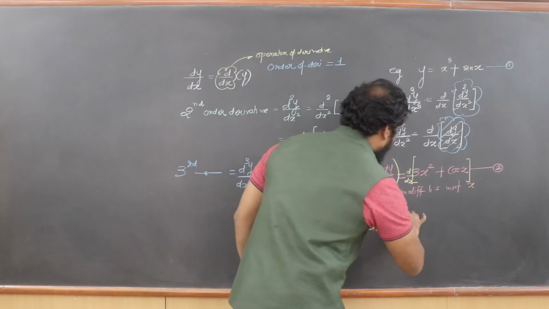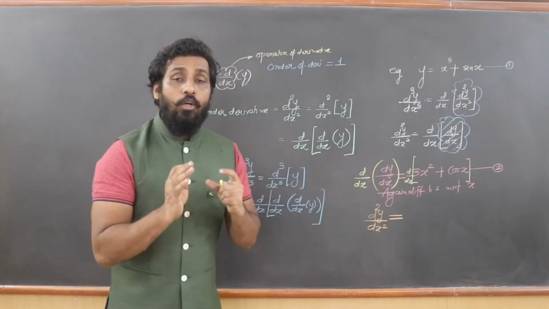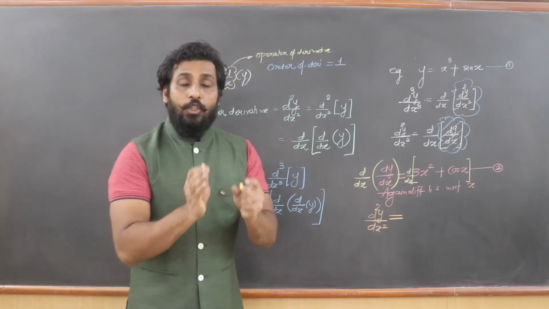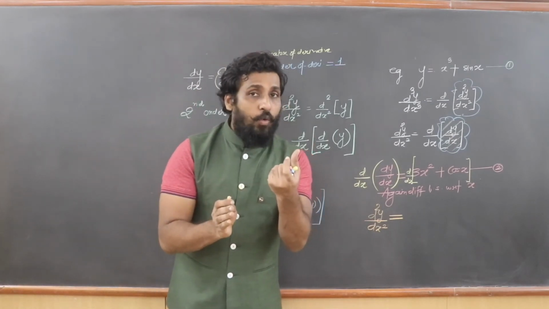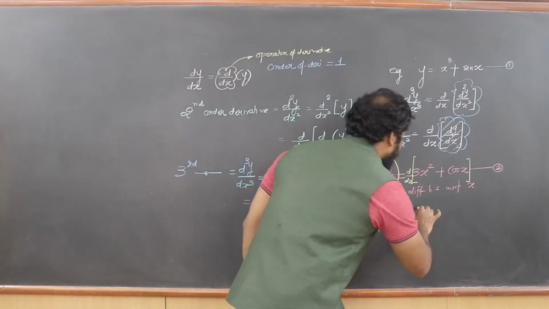On the right hand side, what is your answer going to be? The derivative of the first term 3x square: 3 is a constant, and then you see x square, and the derivative of x square, you remember, was 2x. So the answer is going to be 6x.